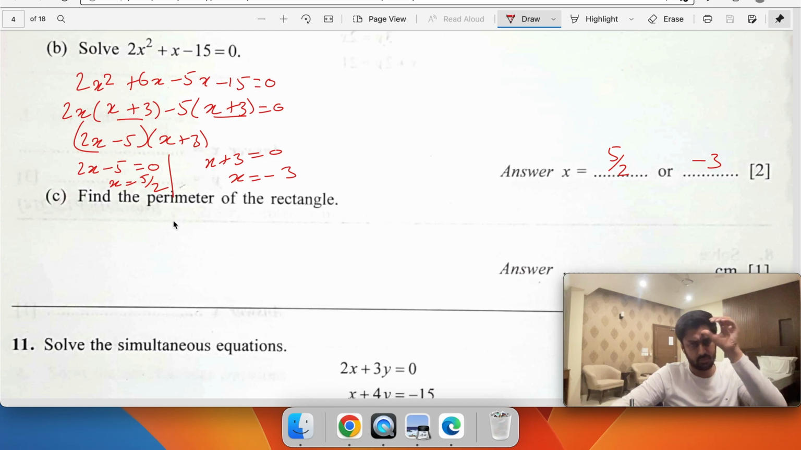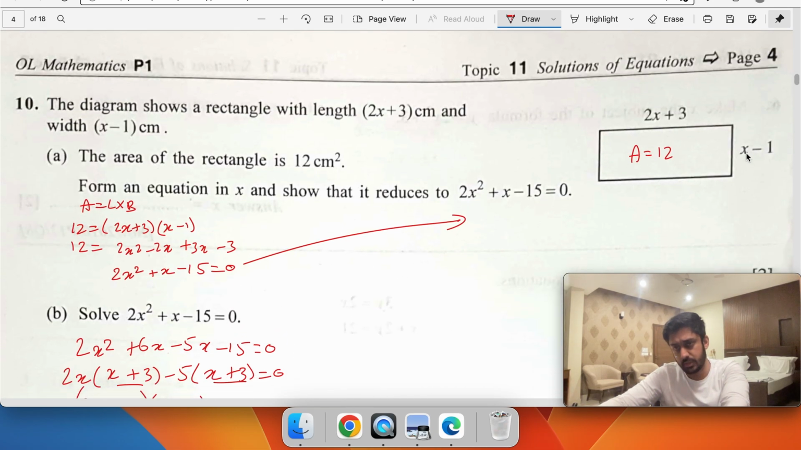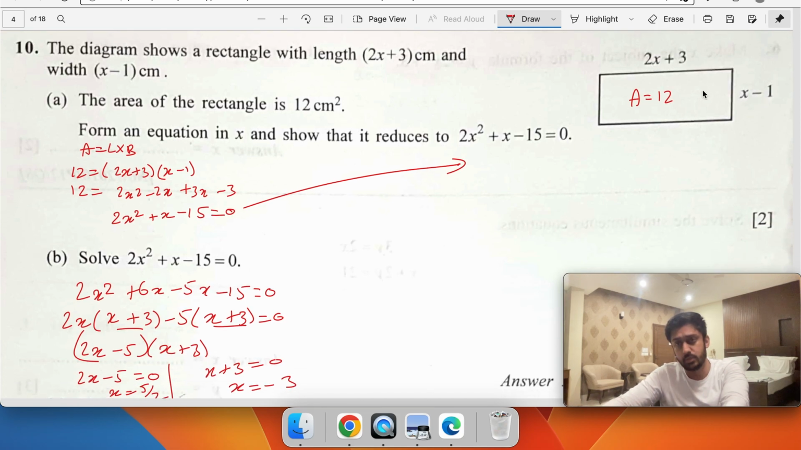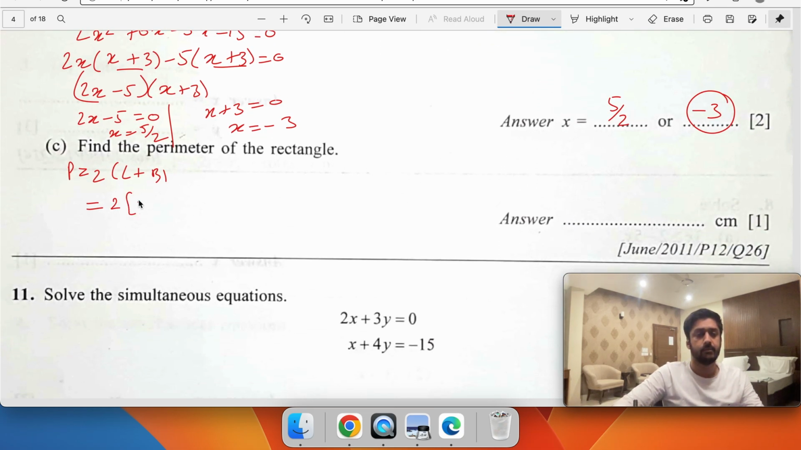Find the perimeter. For the perimeter, we know that perimeter is 2 times length plus breadth. X cannot be negative because it is a length. So negative 3 definitely won't be the answer. So 2x plus 3 and x minus 1. 2x plus 3 plus x minus 1. So simplify them first. 2 plus 1 is 3. 3 minus 1 is 2. So finally 6x plus 4.